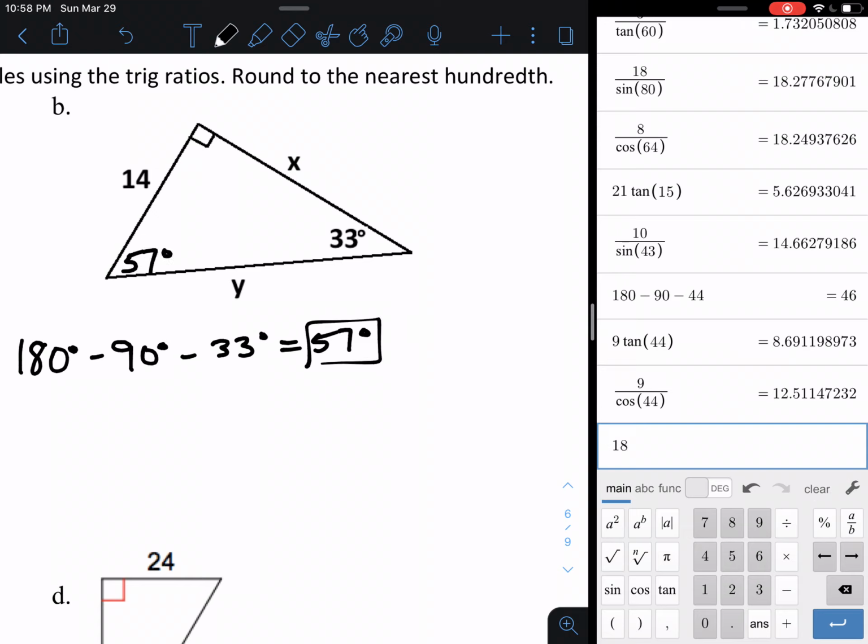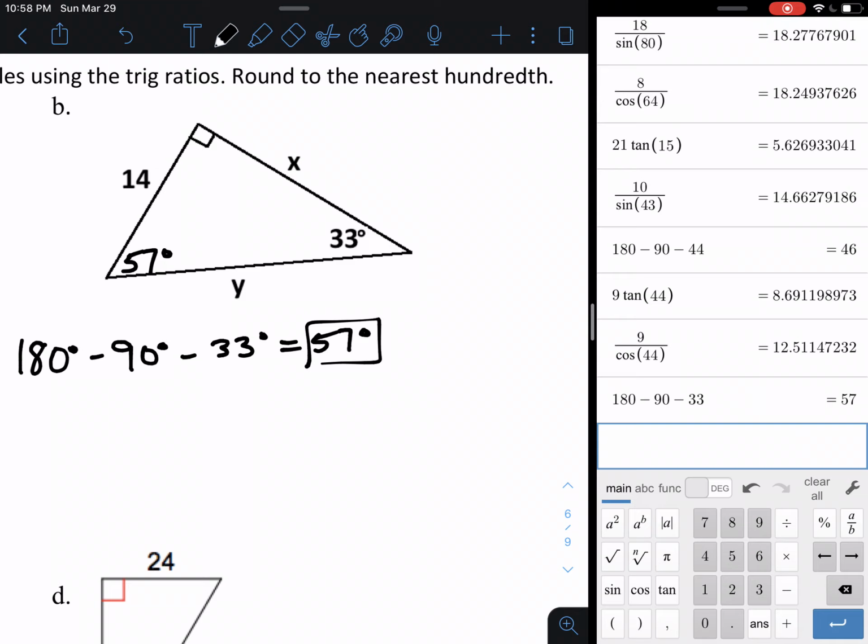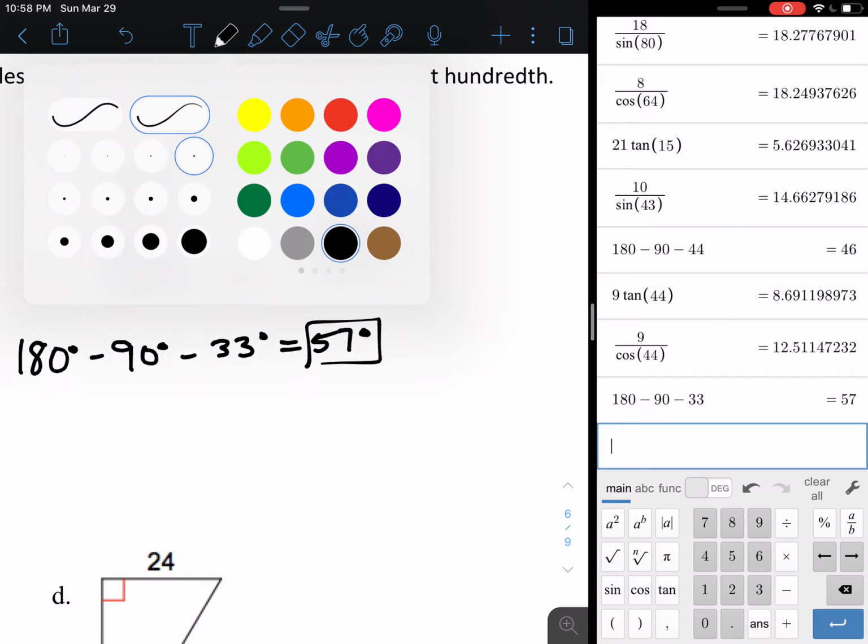We'll check that over here real quick. 180 minus 90 minus 33 is in fact 57. Okay, cool. So now, again, remember you're only going to get to use your given information to solve for the rest. So let's do this.